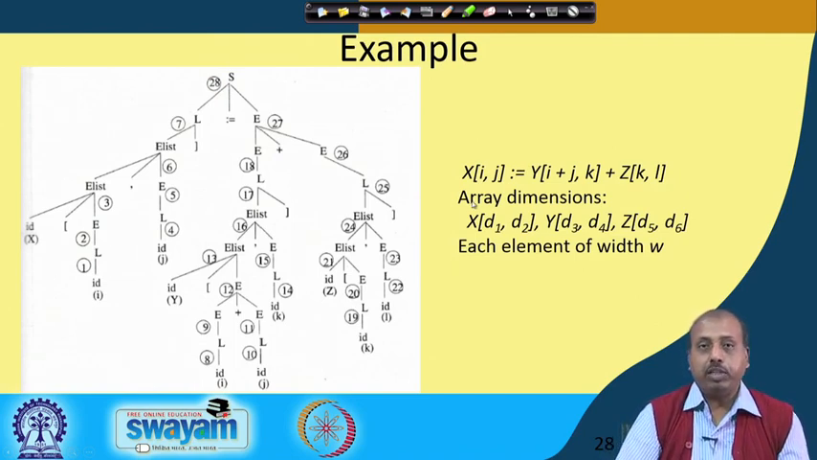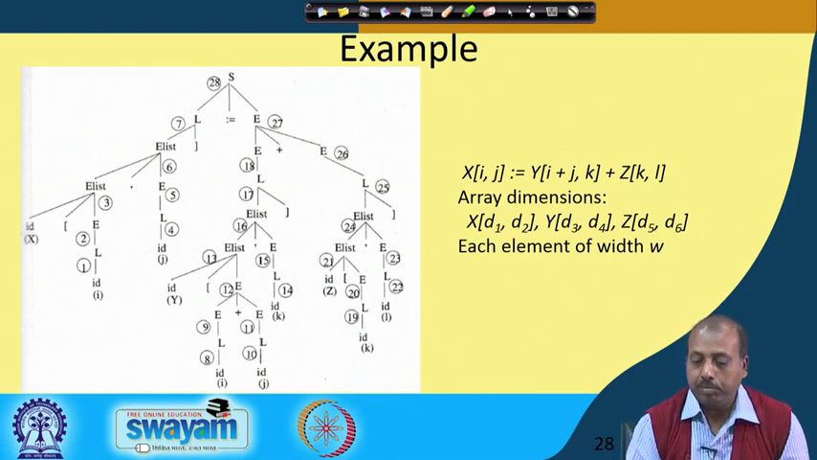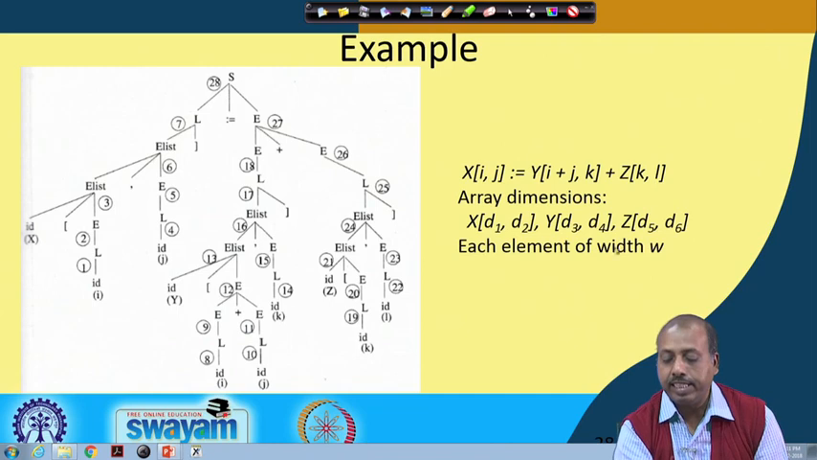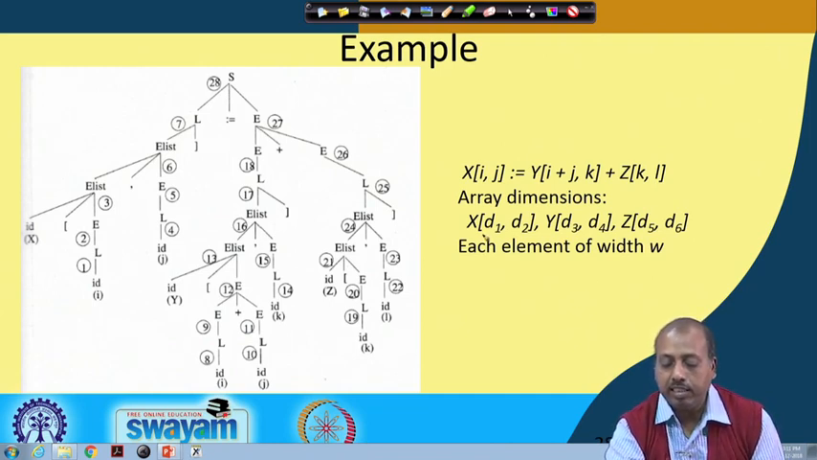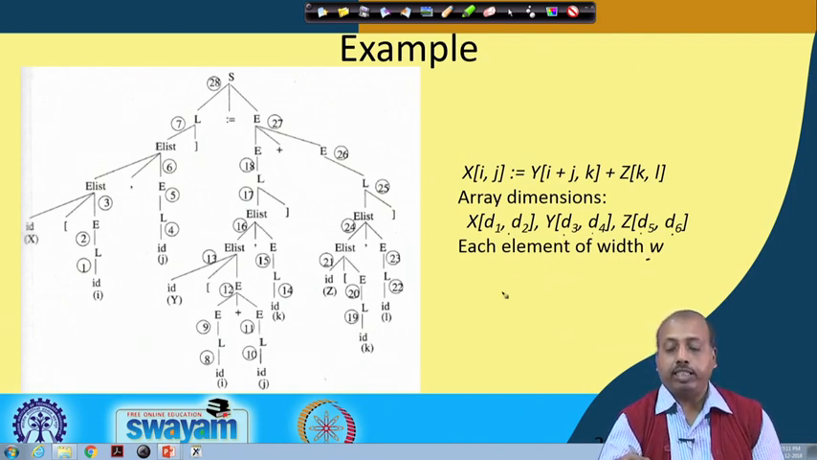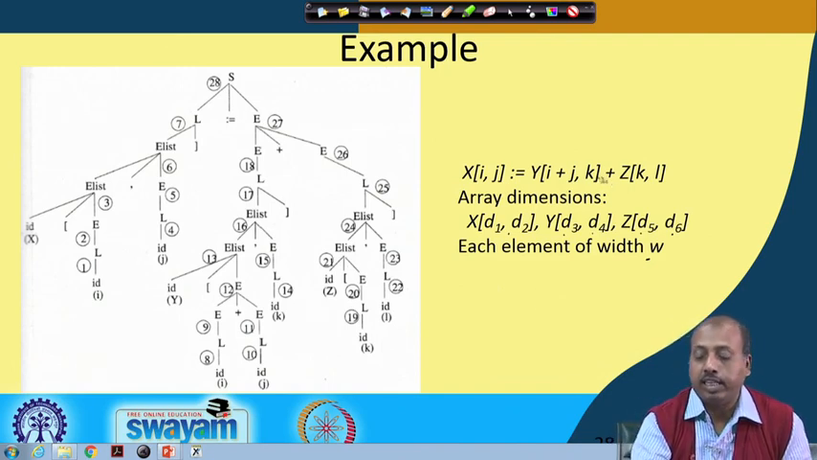So, here is an example. There are 3 arrays x, y and z, and their dimensions are: x is of dimension d1 by d2, y is of d3 by d4, and z is d5 by d6, and each element is of width w. The width of each element is taken to be the same, and that has to be because I am doing some arithmetic operation, assignment etc. on this.